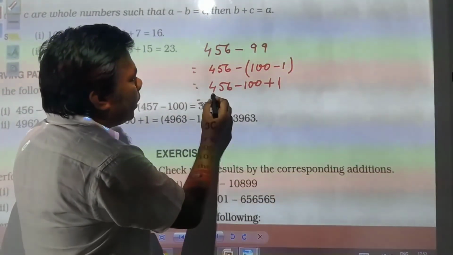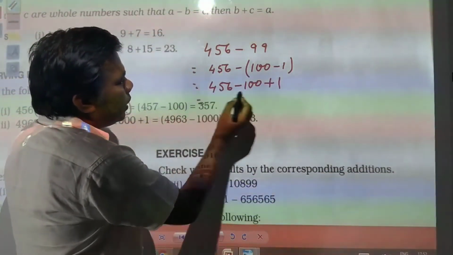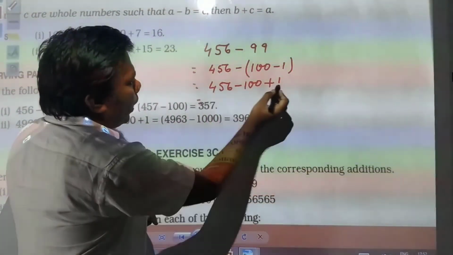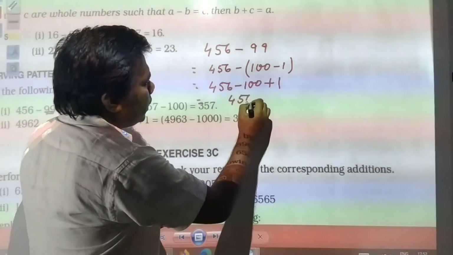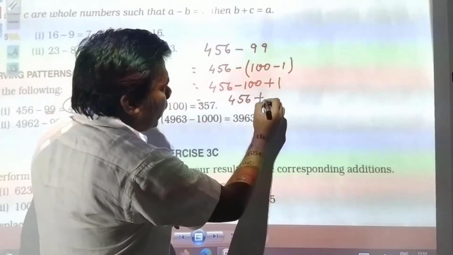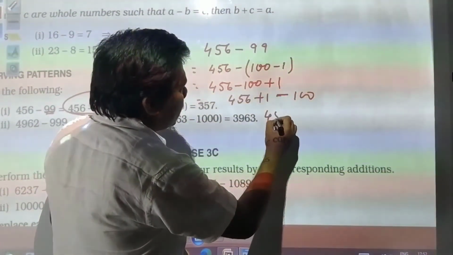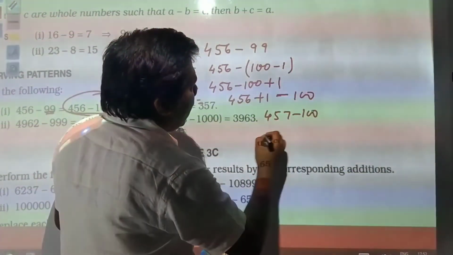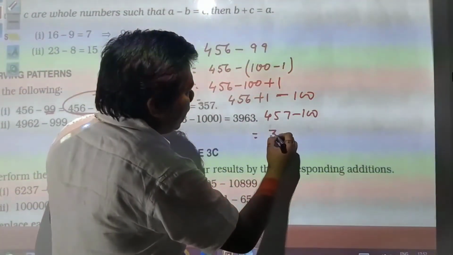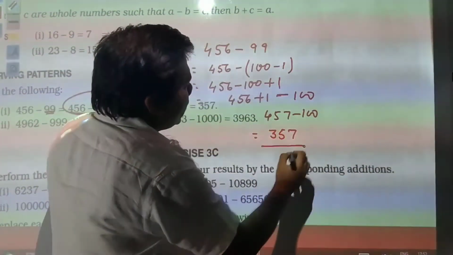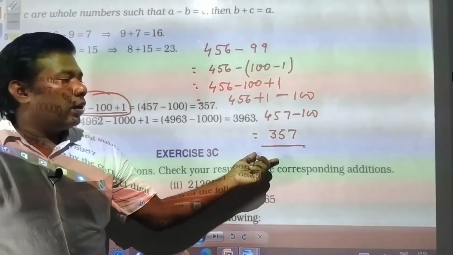Now 456, this is plus and this is plus, both you add. 456 plus 1 together, and you write minus 100. So it will be 457 minus 100, and you can write this 357. So in this way it is required to be written.